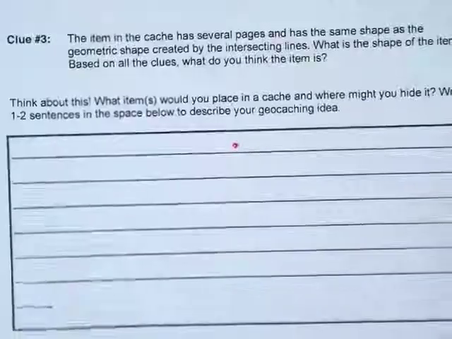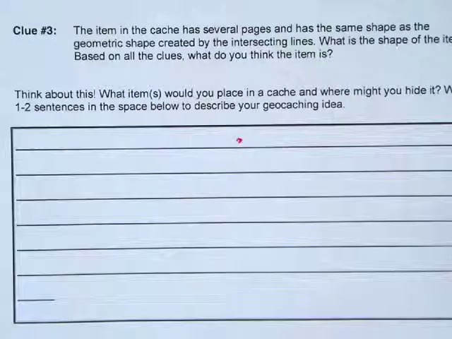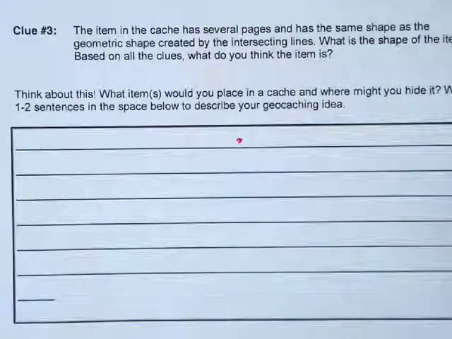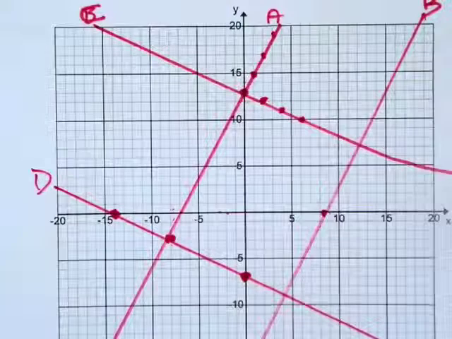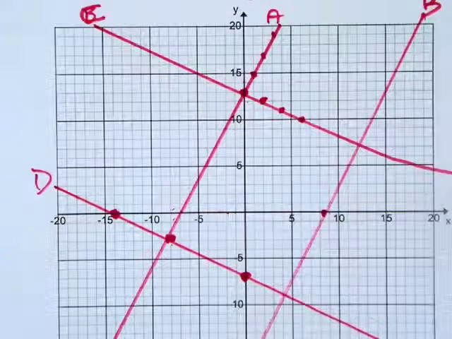So I'll let you do the rest of those. In clue number 3, the item in the cache has several pages that has the same shape as the geometric shape created by the intersecting lines. What is the shape of the item? Based on all clues, what do you think the item is? Okay, what is the shape of the item? Well, it's got 4 corners, so it's a rectangle.